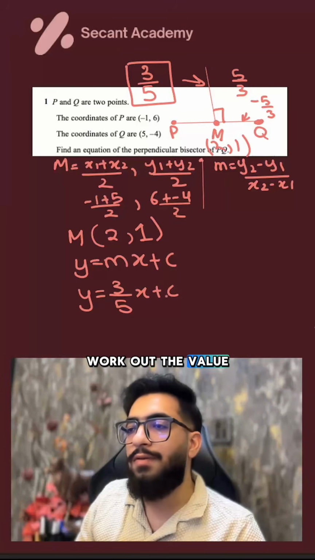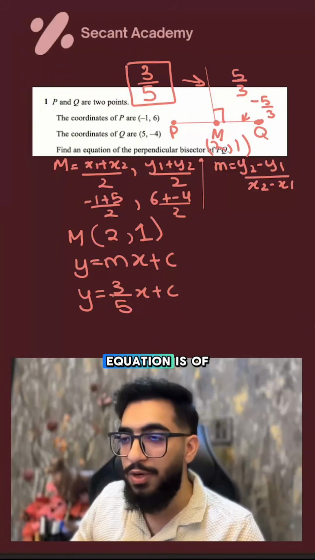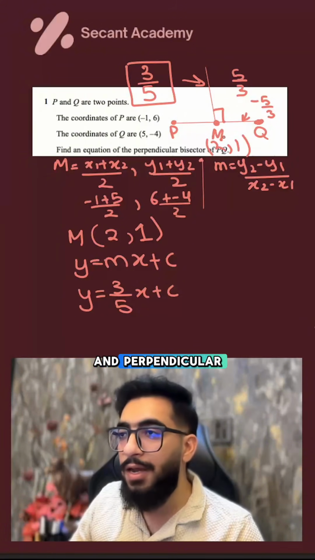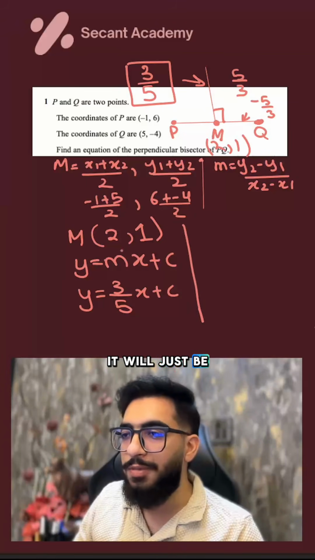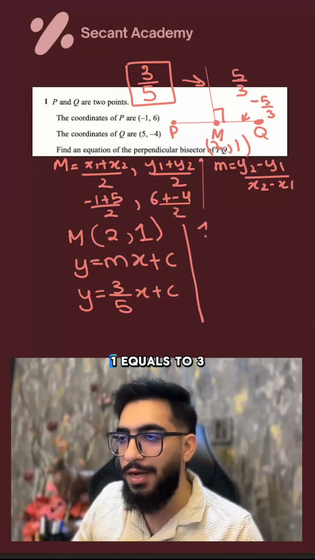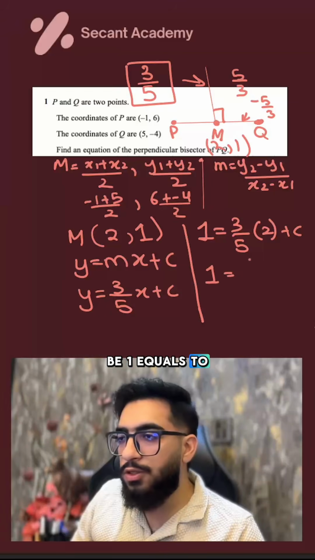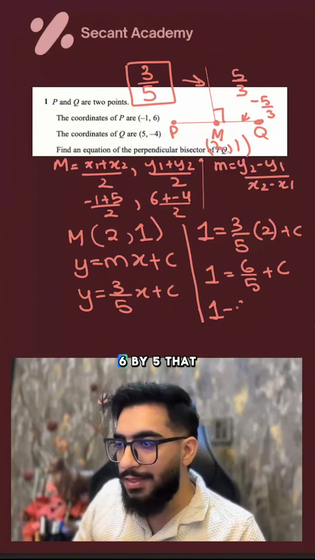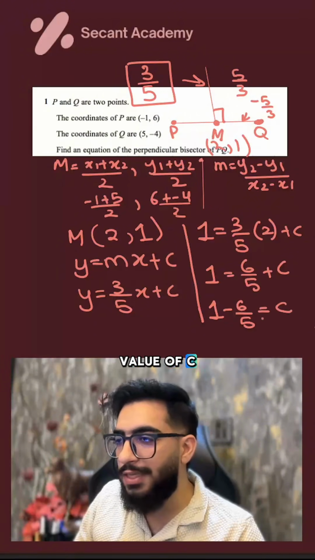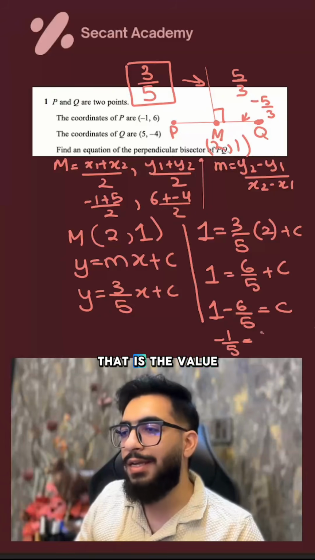To work out the value of c, we substitute the coordinates of the midpoint into this equation, because this is the equation of the perpendicular bisector and it passes through the midpoint. Since x is 2 and y is 1, we get 1 equals 3 by 5 times 2 plus c. So 1 equals 6 by 5 plus c. Then c is 1 take away 6 by 5, which is negative 1 by 5.